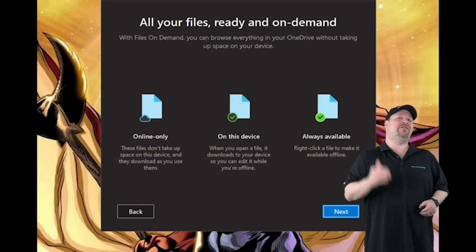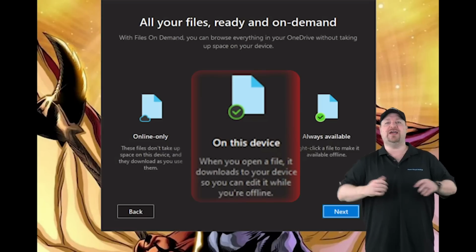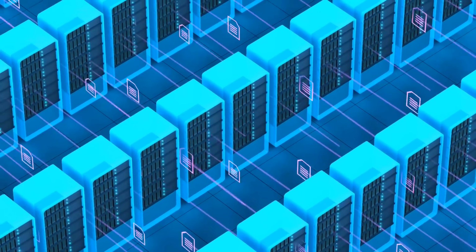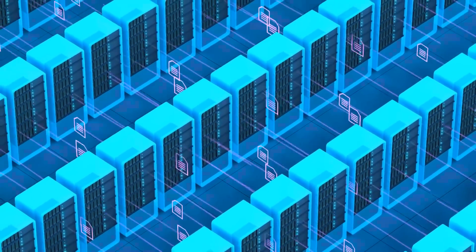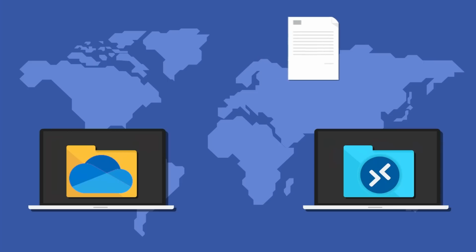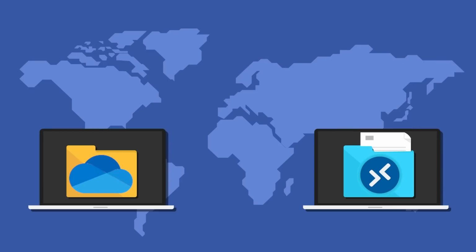Then when you open a file, it downloads on this device so that you can access it as fast as possible. And the download here is also going to be very fast because your cloud PCs are sitting right next to the OneDrive service. So even accessing very large files happens very fast.